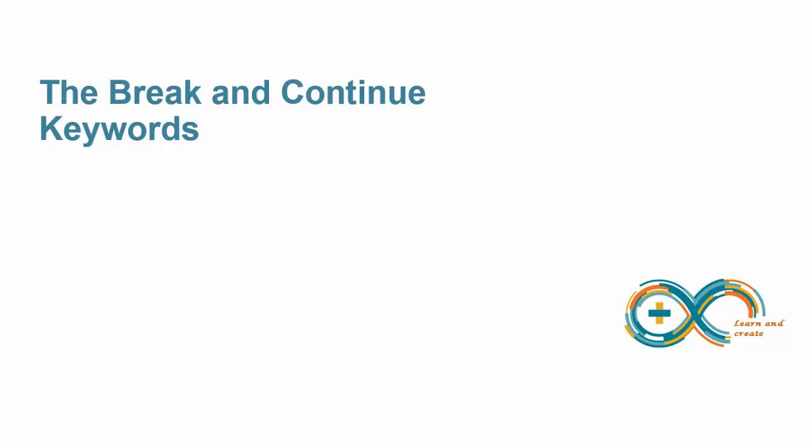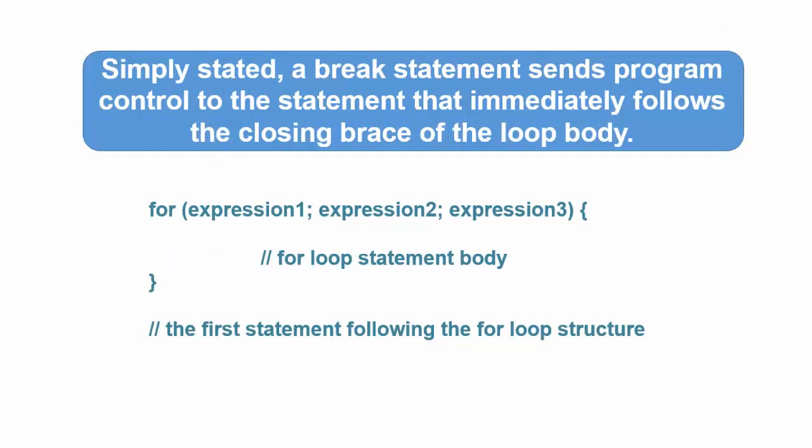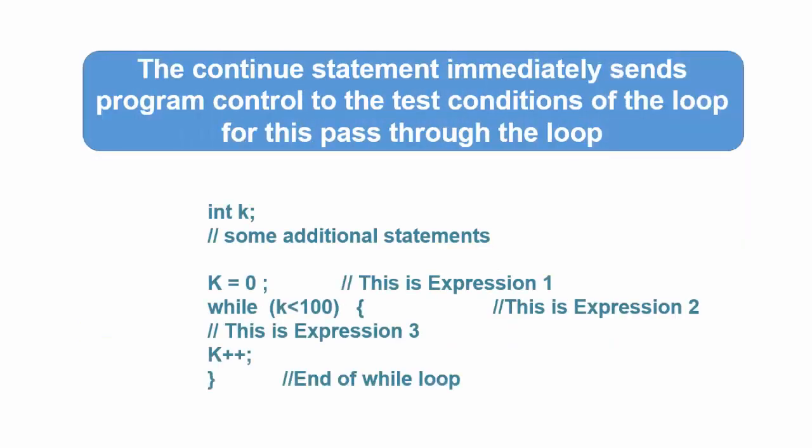The break and continue statements are often used within loop structures. Simply stated, a break statement sends program control to the statement that immediately follows the closing brace of the loop body. For example, in for loop, control is sent here. The continue statement immediately sends program control to the test conditions of the loop for this pass through the loop. That is, any statements contained in the loop following the continue statement are ignored when the continue statement executes. For example, in for loop, control is sent here.